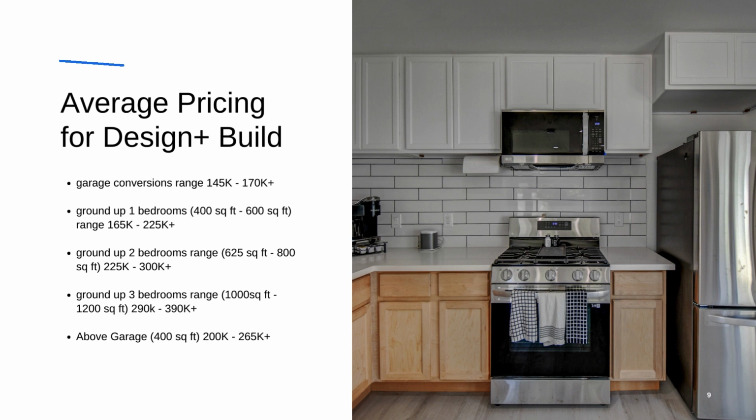Ground up 1-bedrooms, same size, let's call it 400 to 600 square feet. You're looking at about 165 to 225. Ground up 2-bedroom range, let's call it 625 square feet to 800. It's going to be about 225 to 300. And then your ground up 3 bedrooms, let's say 1,000 square feet to 1,200. You're looking at like the 290 to 390 plus. So again, a lot of this depends on what you're building, what your site conditions are, what type of material you're using, but hopefully that gives an idea and a range of what to expect.